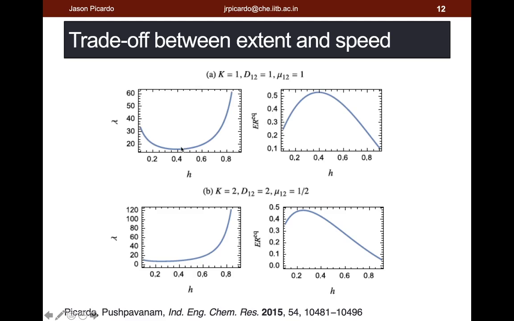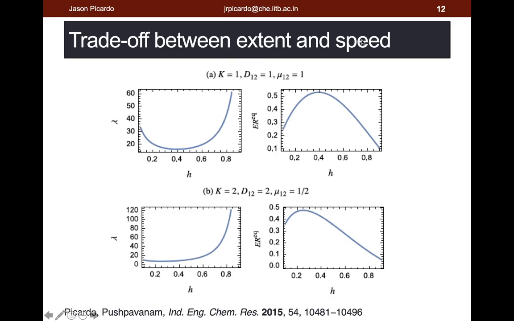And the truly interesting, dramatic thing to note here is that I can get a minimum in lambda for some H, let's say 0.4 here. But that holdup is exactly where I get the maximum extraction. So lambda is proportional to the speed of extraction. I get a minimum speed at some H, but that is exactly where I get the maximum possible extraction at equilibrium. So this indicates a trade-off between extent of extraction and the speed of extraction.